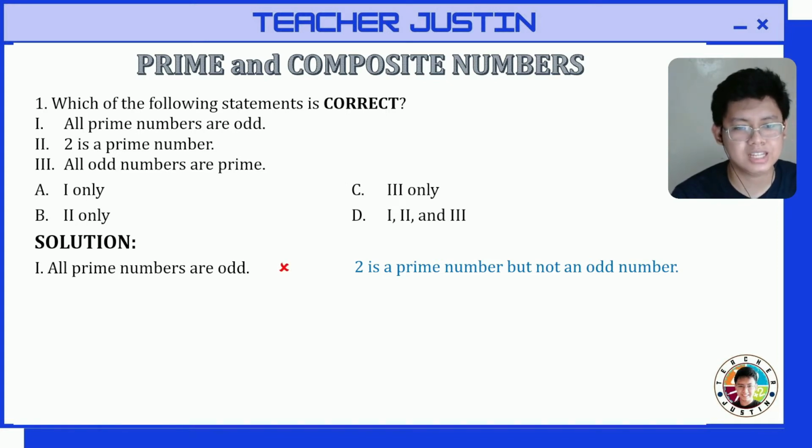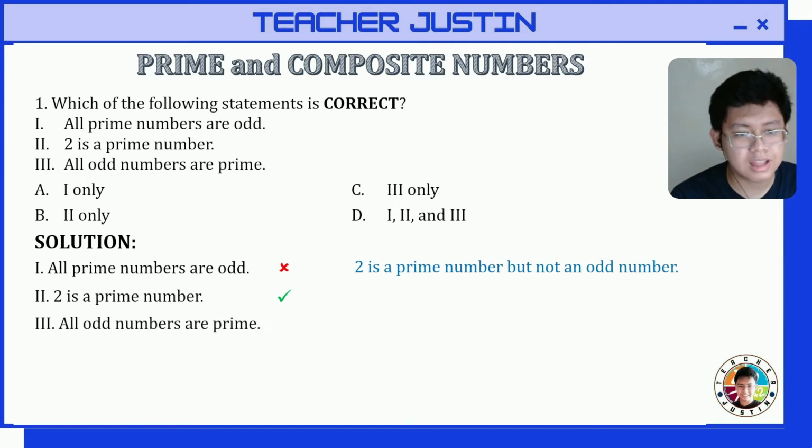Ayan. So incorrect statement yan. Next, punta naman tayo sa statement number 2. So statement number 2, 2 is a prime number. According to our counter example sa first item, automatic we can say that this statement is true kasi 2 is a prime number. So lagay natin ang check mark. Okay?